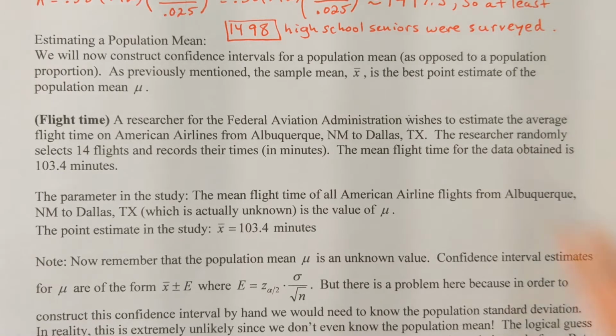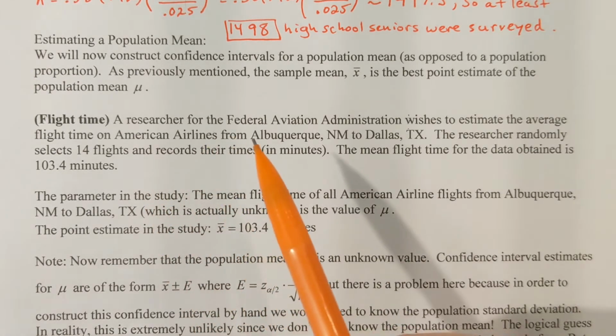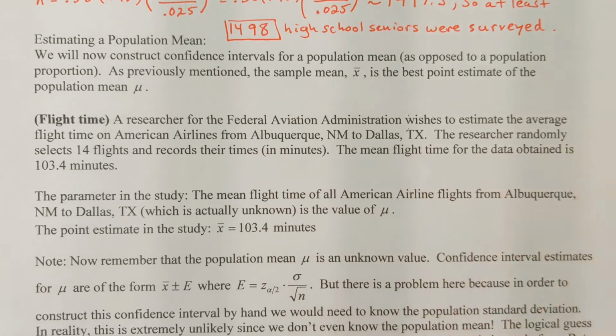We want to build an interval of numbers where we think mu is going to be located. Here's an example. A researcher for the Federal Aviation Administration wishes to estimate the average flight time on American Airlines from Albuquerque, New Mexico to Dallas, Texas. The researcher selects 14 flights and records their times in minutes. The mean flight time for the data that was obtained was 103.4 minutes.